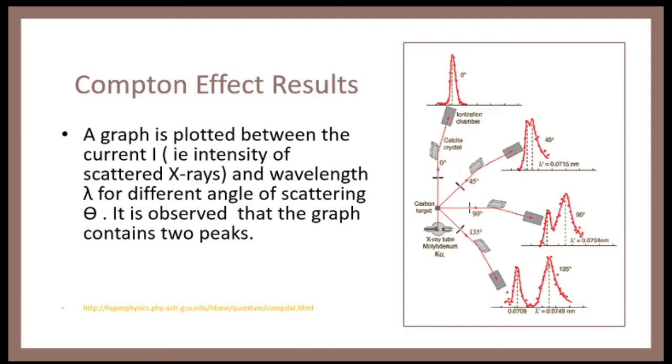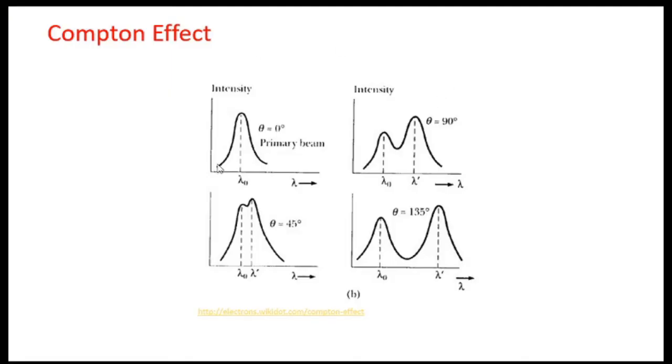Now a graph is plotted between the current I, meaning the intensity of scattered X-rays, and the wavelength along the x-axis, for different angles of scattering theta. It is observed that each graph consists of two peaks, except the graph corresponding to scattering angle theta equal to 0 degrees.